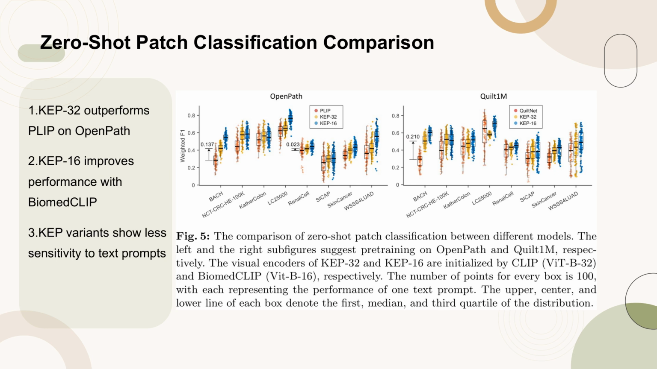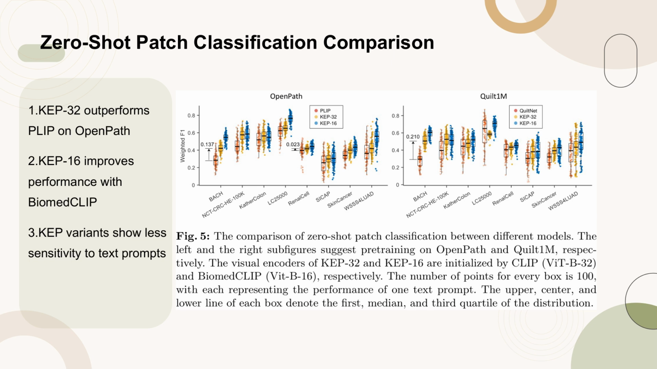Figure 5 presents a comparison of zero-shot patch classification performance among various models. The left subfigure illustrates the results of models pre-trained on OpenPath, while the right subfigure shows those pre-trained on Quilt1M. Notably, KP32, initialized with CLIP, ViT-B32, outperforms PLIP across all datasets, with a significant enhancement of 0.137 on the Bach dataset. Additionally, KP16, utilizing BioMed-CLIP, ViT-B16, further boosts performance, especially in datasets where medical-specific visual encoders are beneficial.